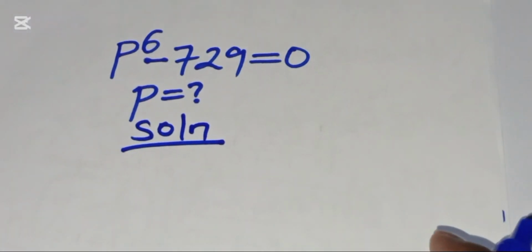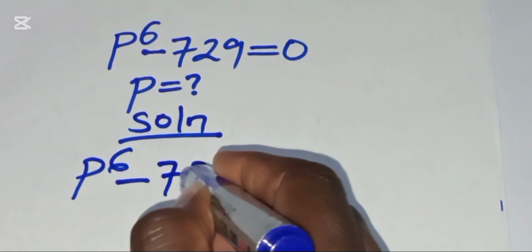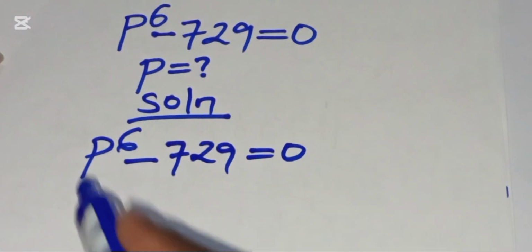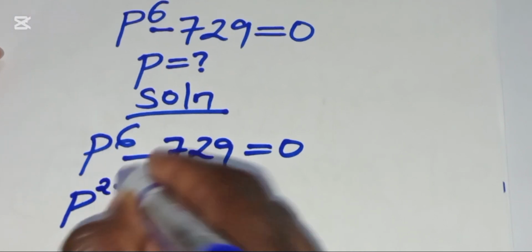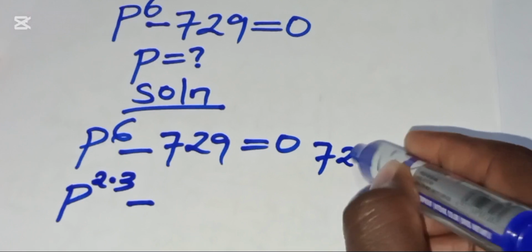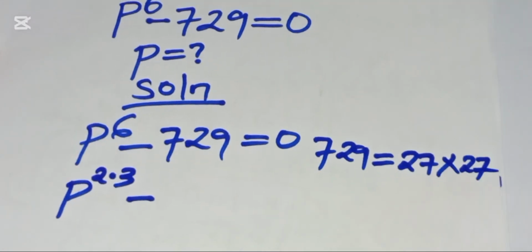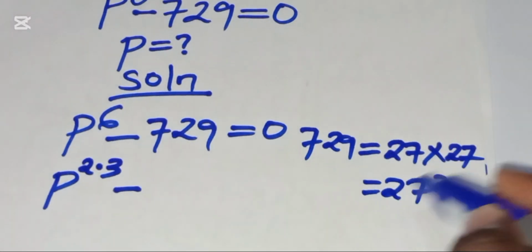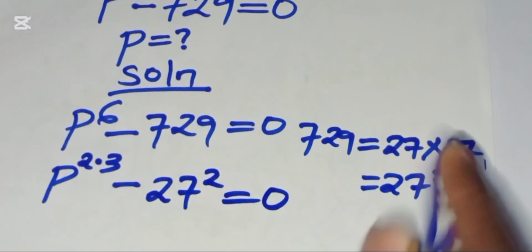Now from what we have here, p raised to power 6 subtract 729 is equal to 0. Okay? Now from this, we can express p raised to power 6 as p raised to power 2 times 3, and 729 can be expressed as 27 multiplied by 27, which is the same thing as 27 squared. Now from this we have p raised to power 6 subtract 27 squared, this is equal to 0.